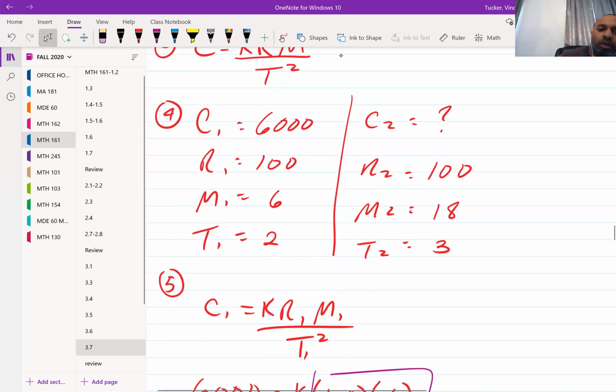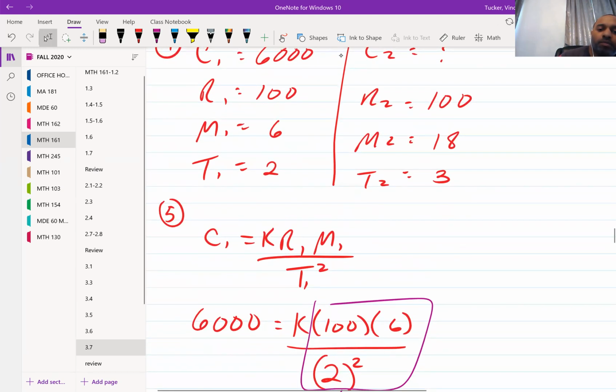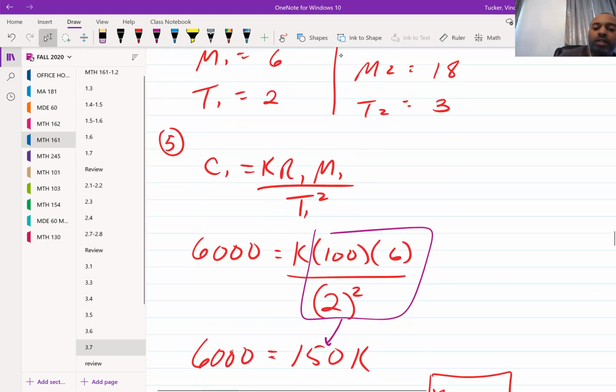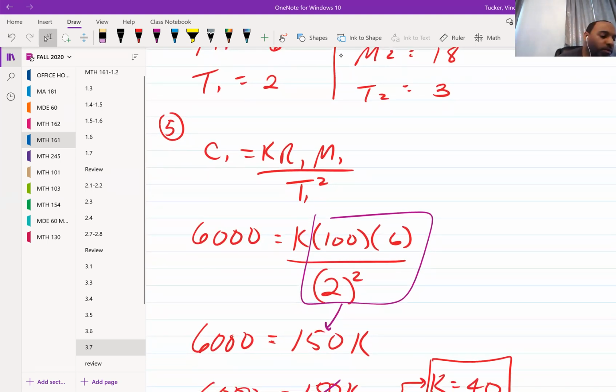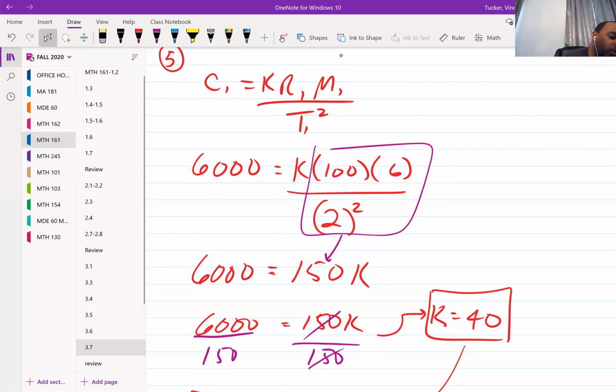All right, so plug in all of the first information. That's 6,000 equal to K times 100 times 6 over 2 squared. Remember, we're doing this so that we can solve for K. So 100 times 6 over 2 squared reduces down to 150. Divide both sides by 150, and that'll give you 40 for K.